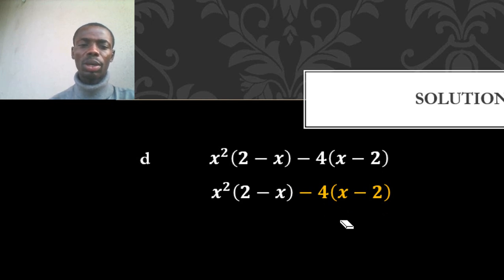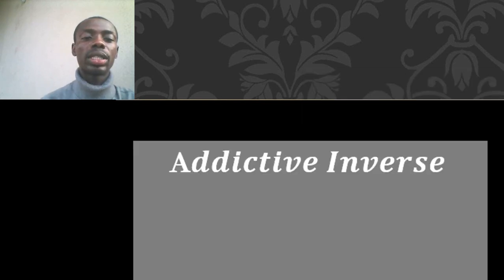So what do you now observe? I'm observing something that looks like the same thing, but not exactly the same thing here. I'm having 2 minus x, and here I'm having x minus 2. So here I'm having a direct additive inverse of what is there. Additive inverse. Okay, I think I need to expatiate on that for better and clearer understanding.